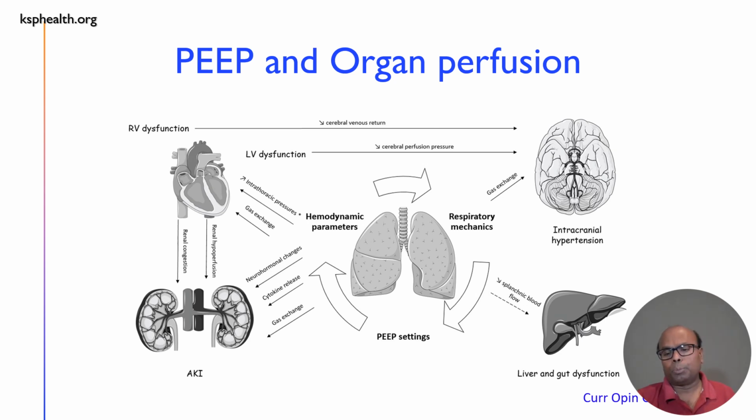The same principle applies for gut and liver. In brain injury patients, it has an effect through carbon dioxide and also through hemodynamics. High PEEP decreases the venous return from the cerebral circulation, thus causing venous stasis.